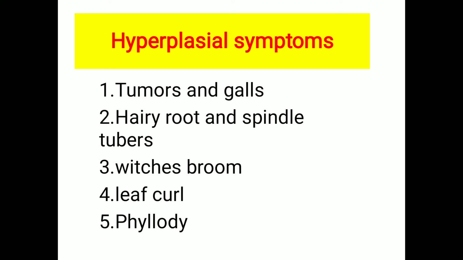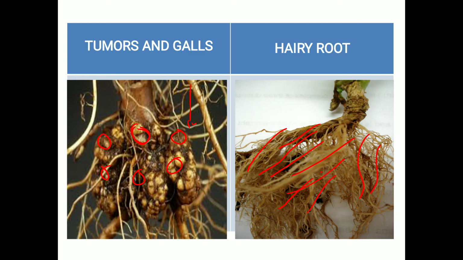So as we know, hyperplasia means what? Overdevelopment of tissue. Okay, so in that we discuss tumors and galls, hairy root and spindle tubers, witch's broom, leaf curl and phyllody, those kinds of symptoms due to hyperplasia. Okay, so let us see one by one. First we discuss tumors and galls.